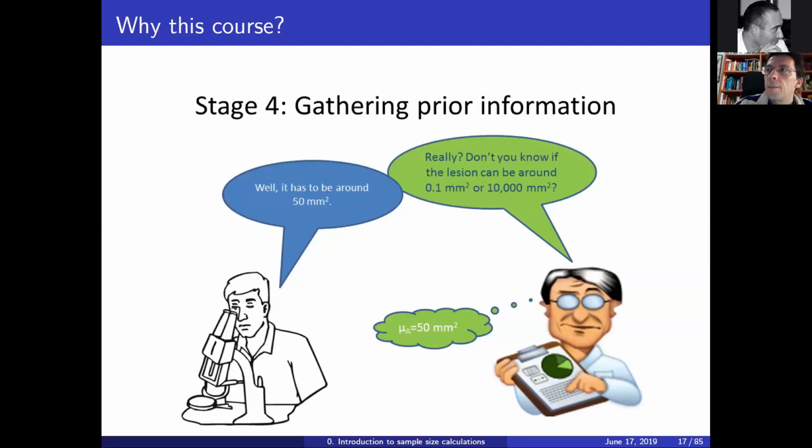So it is true that probably this drug is being tested for the first time, but the kind of lesion, the kind of variability of the responses and all this, are already known from similar experiments. So if the lesion, when you don't do anything, is around 50, then you already know the mean of one of the groups. We will call this group group A. So the mean of group A is 50.